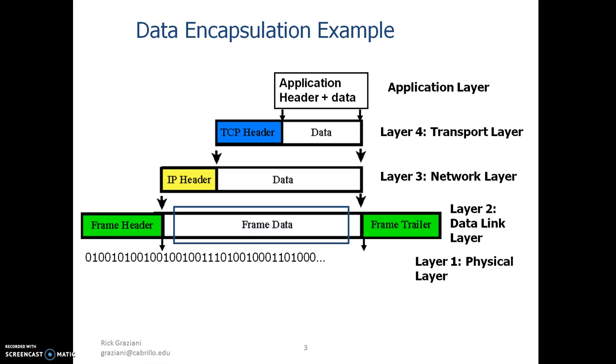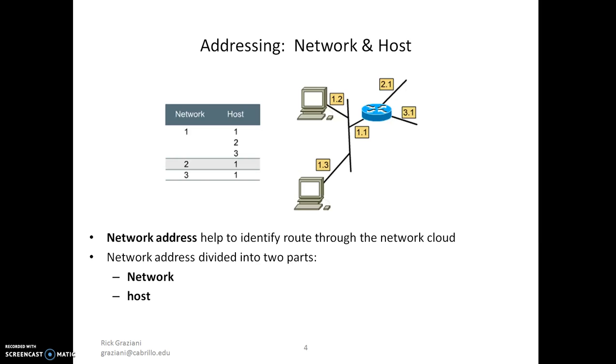In encapsulation, the network layer will include an IP header. This IP header consists of related IP address information, how to identify which part is the network and which part is the host.